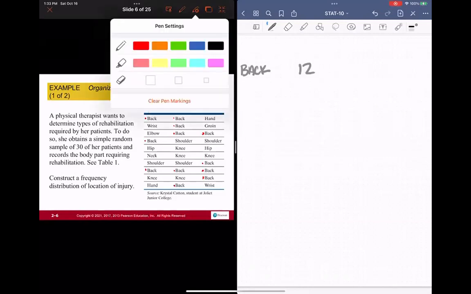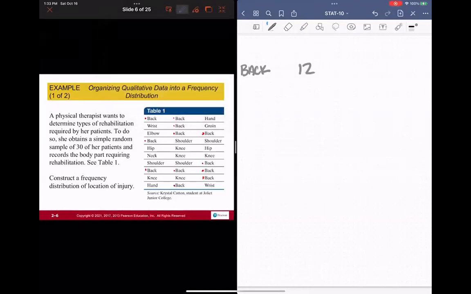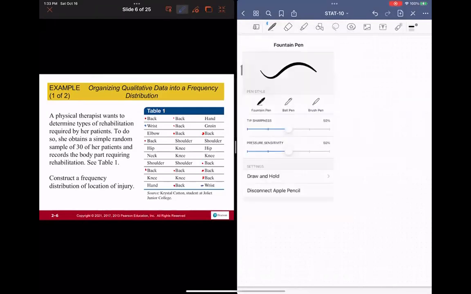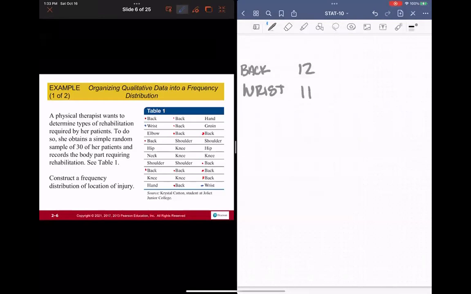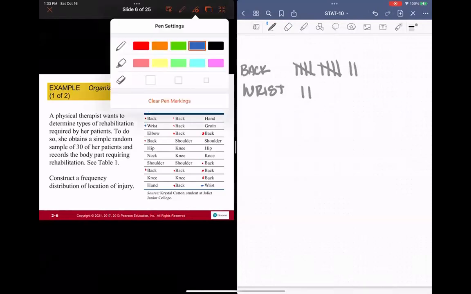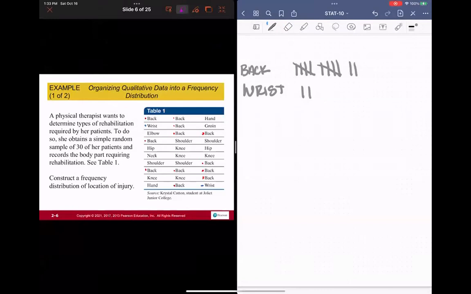And let's change the color. Let's try blue. The next one we'll do is going to be wrist. And we have 1. Keep going down, looking for more. We have 2 wrist. So actually, instead of writing the numbers, I'll do tally marks. So 12 tally marks for back. So 12 there.